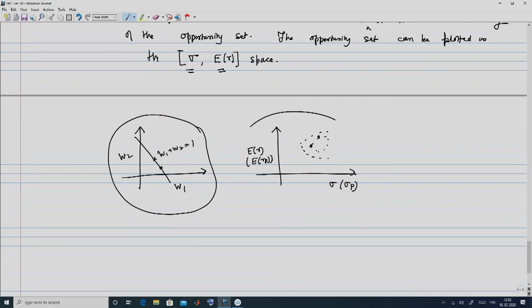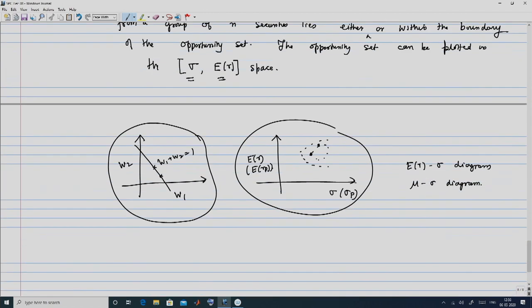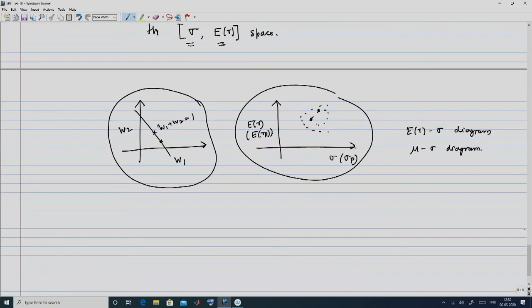And a lot of times this is what is known as the ER sigma diagram, or sometimes it is called the mu sigma diagram. So, we will discuss more of this later on when we talk about the efficient frontier. So, let us now come back to the case of two securities.